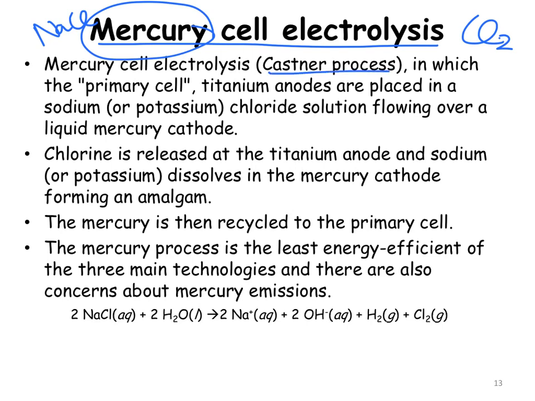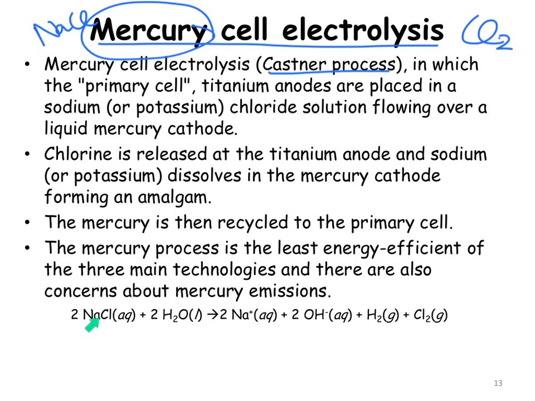We had titanium anodes, and they were placed in a sodium or potassium chloride solution, and the chlorine was released at the titanium anodes. Then sodium or potassium dissolved into the mercury and formed an amalgam, because that's metal and metal, so it's basically an alloy, an amalgam in a liquid form. Then they recycled the mercury and used it again. The problem with the mercury is it was not very efficient, and of course mercury emissions are a problem because mercury is a heavy metal, which means that it causes heavy metal poisoning.